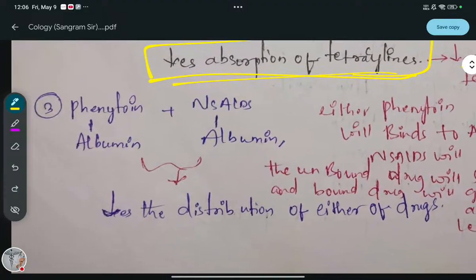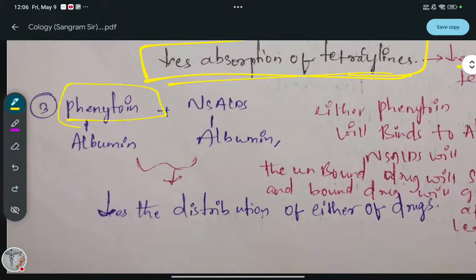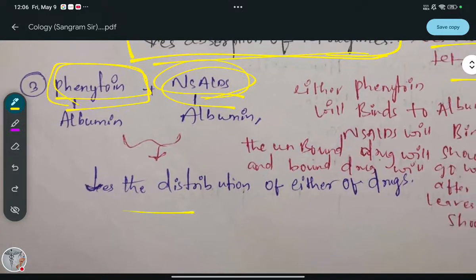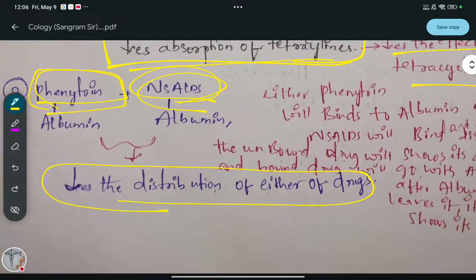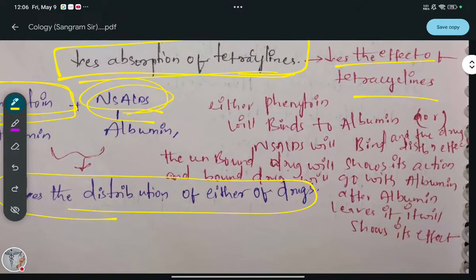Next is phenytoin and NSAID. So when you take phenytoin along with the NSAID, what is NSAID? Non-steroidal anti-inflammatory drugs. So if you take phenytoin with the NSAIDs, then also what will happen? It will decrease the distribution of either drug. So either phenytoin will bind to the albumin or NSAID will bind to the binding site and affect the unbound drug. The unbound drug will show its action and bound drug will go with the albumin. After albumin leaves it, it will show its effect.